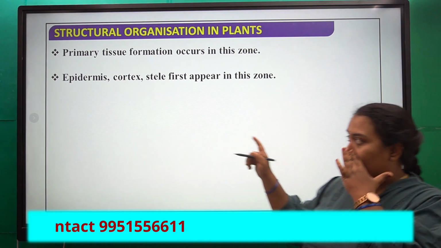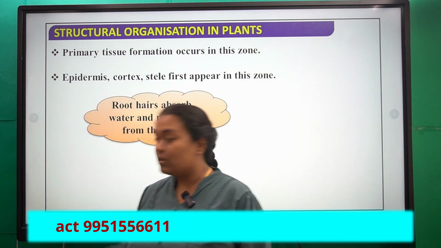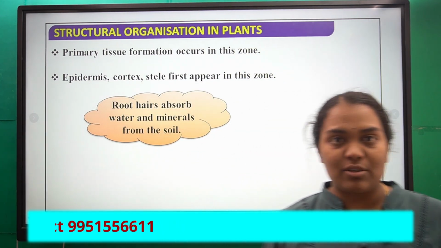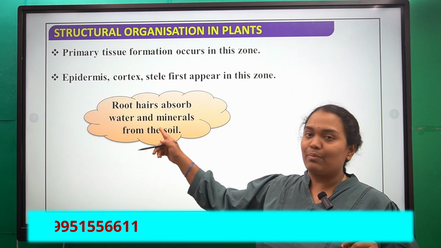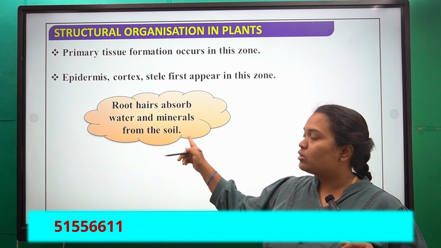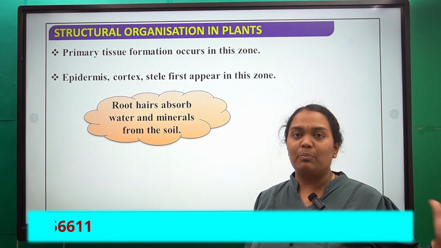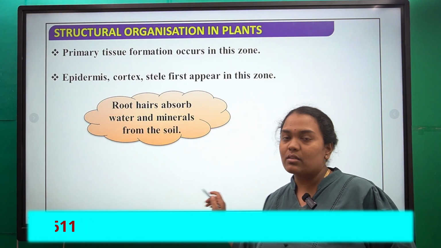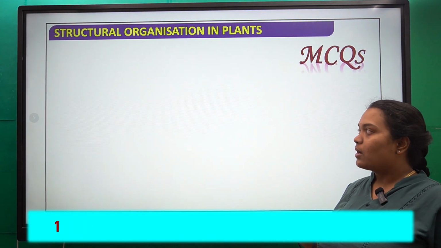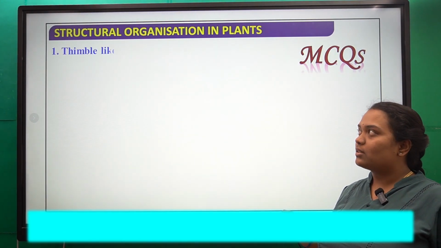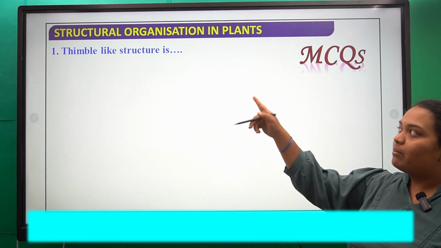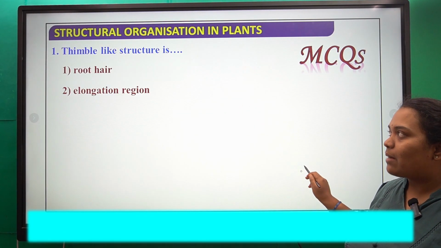So when you see the root hair, what is it doing? The thin, fine, hair-like structures help in the absorption of water and minerals from the soil. It is thin and the water can easily pass through its membrane, so it is called a root hair.